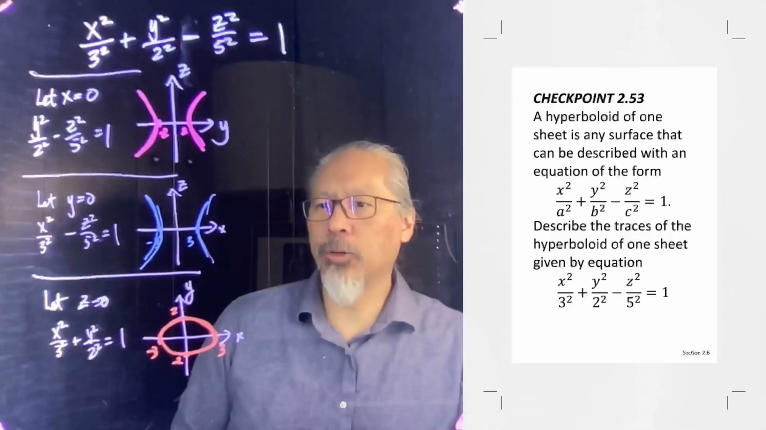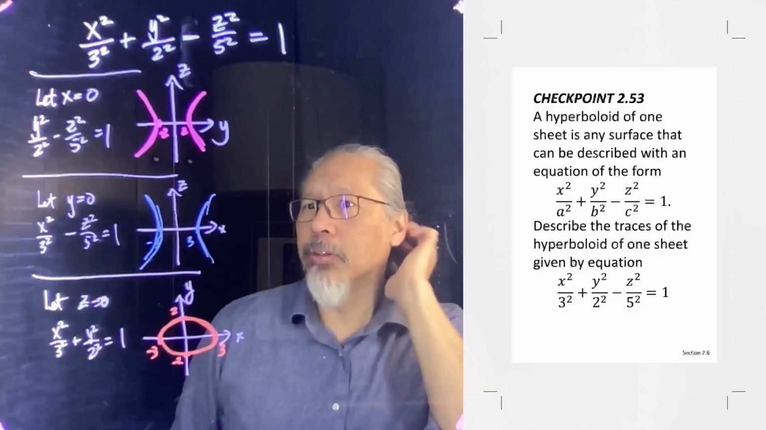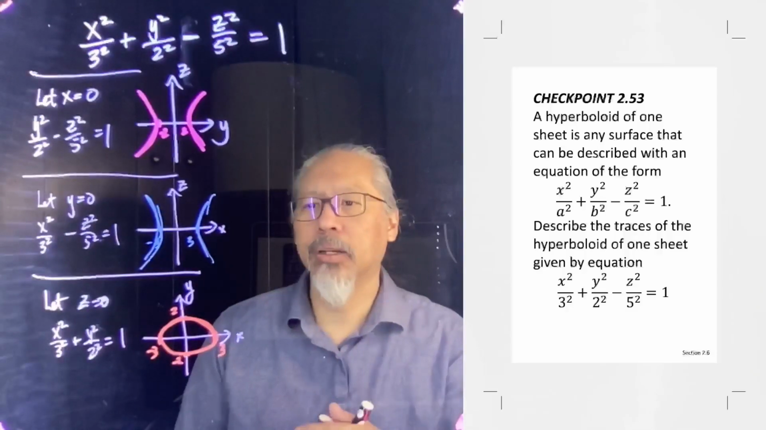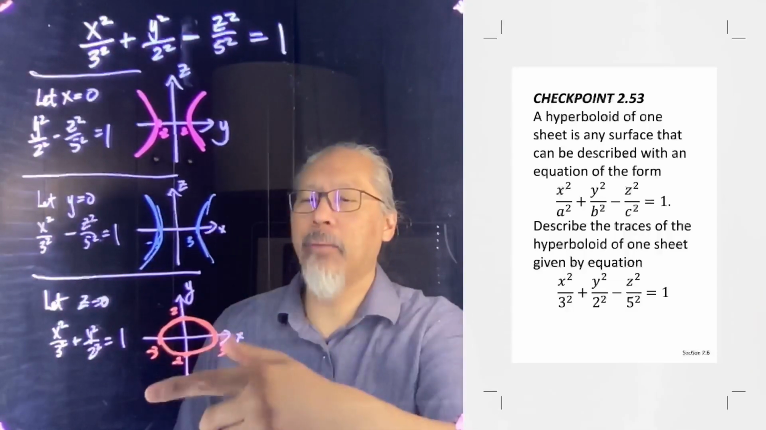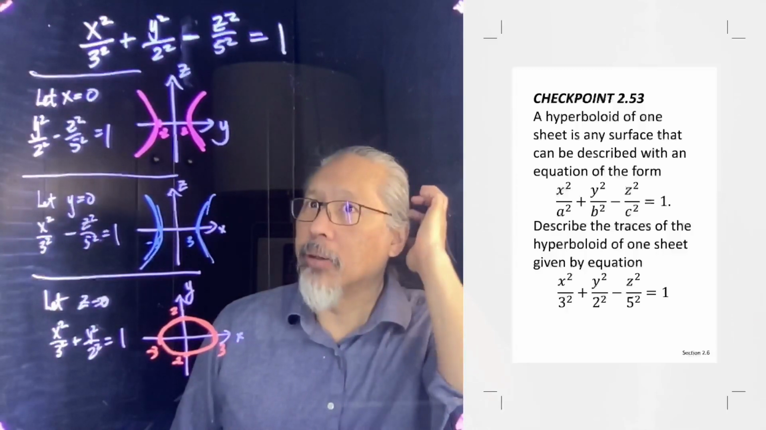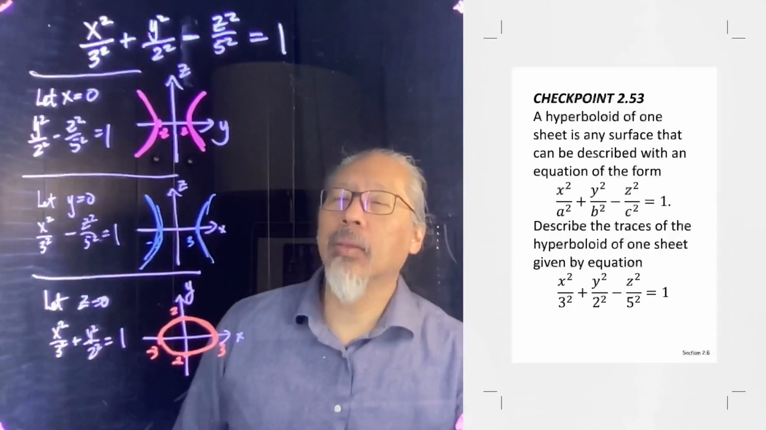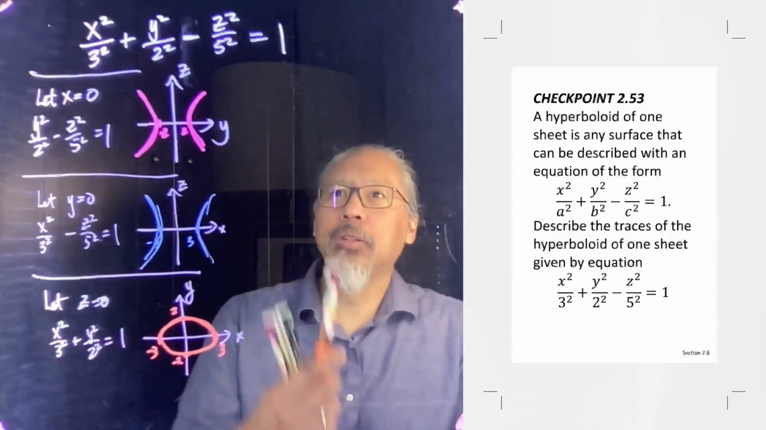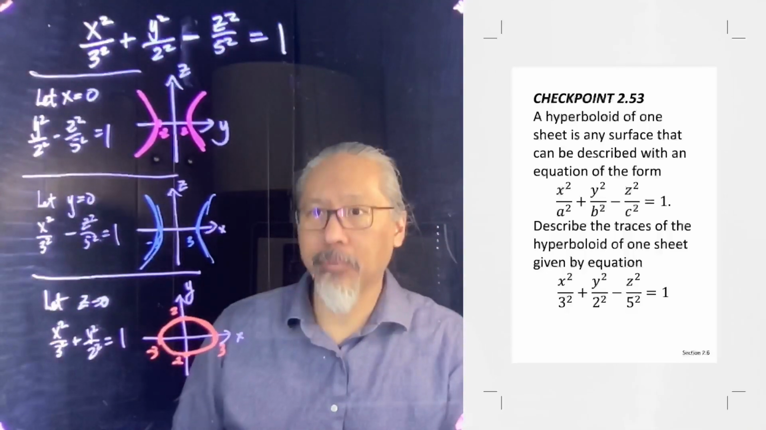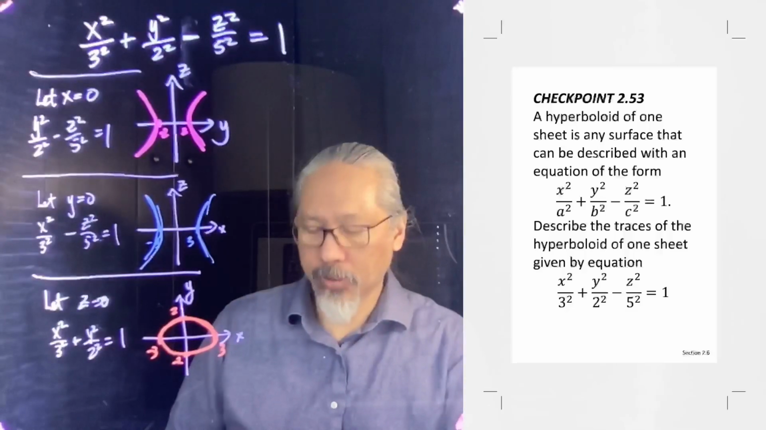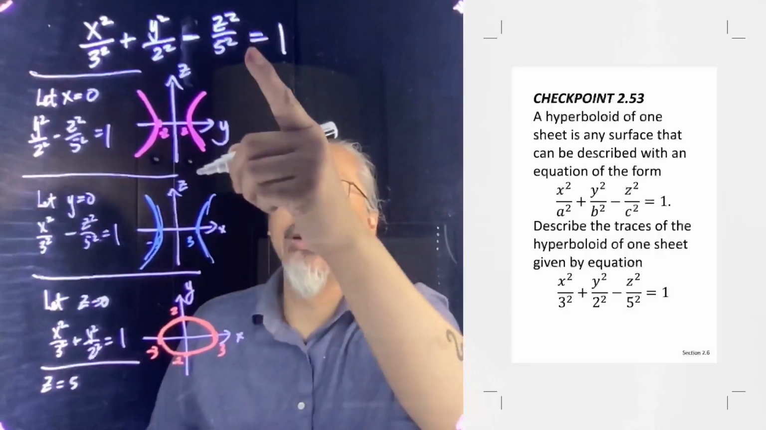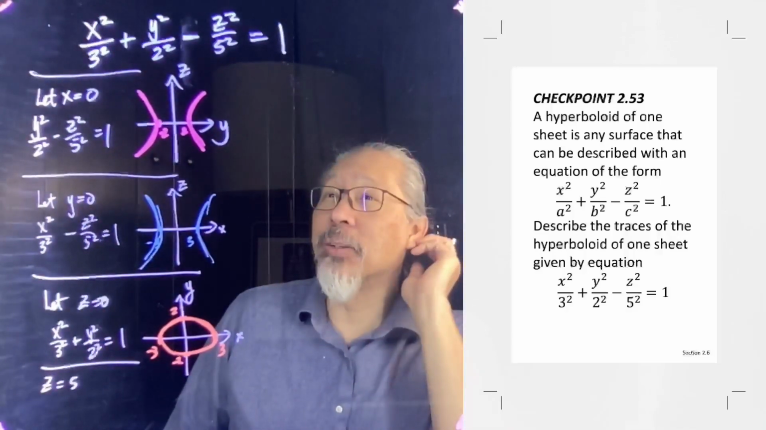Okay, some more interesting things we can do. We usually look at traces and see what happens on the coordinate planes, but we can also lift up to see what happens when z is equal to 1 or -1, when z is equal to 2 or -2, etc. So maybe we'll do one more. What happens when z is equal to 5 or -5? So let's squeeze that in. What happens when z is equal to 5? I'm choosing 5 because I think it'll be easier to work with.